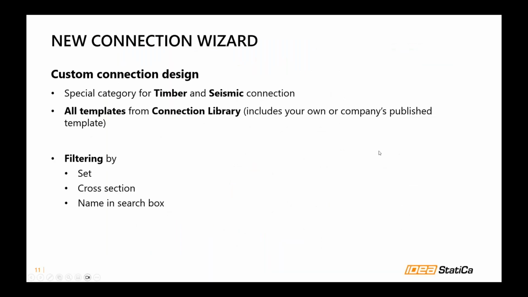Right, so we also have a special category for timber and seismic connections, because the seismic connections are based on which design code you are selecting. For example, AISC has its own pre-qualified connections. Also, all templates that you save in the connection library, including your own or your company's published templates, will now be shown in the new connection wizard. So you can start your project from there and see your templates in there. Then we can filter by set, cross-section, and also name in the search box.